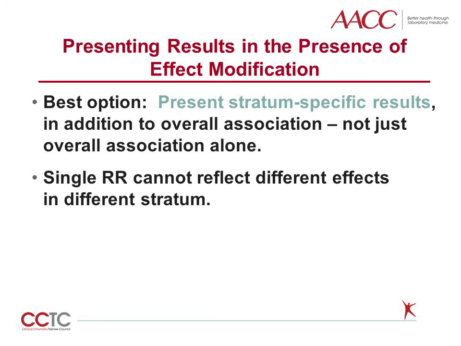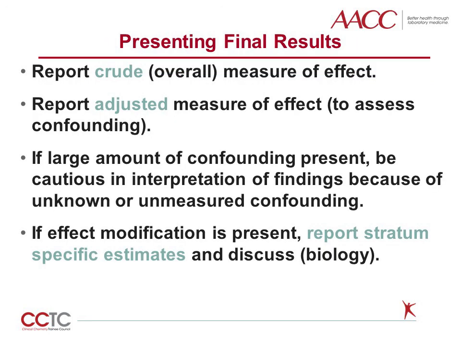So how do we present results? In the presence of effect modification, we actually present the stratum-specific results in addition to the overall association, not just the overall association alone, because we're going to feel that a single relative risk cannot reflect the different effects in the different strata. So overall, how do we present our final results? We report the crude, the overall measure of effect. We report the adjusted measure of effect to assess confounding.